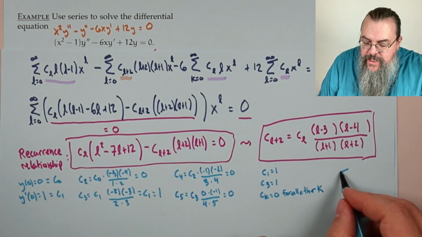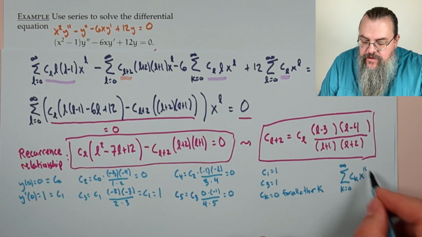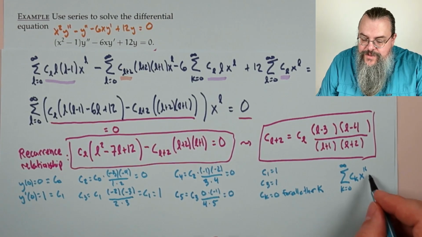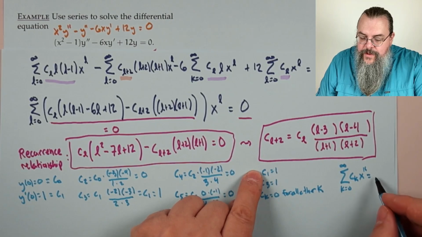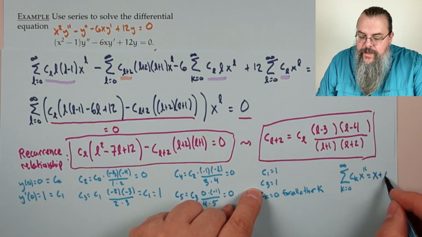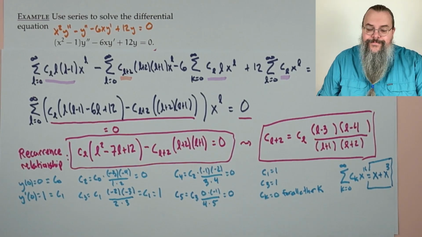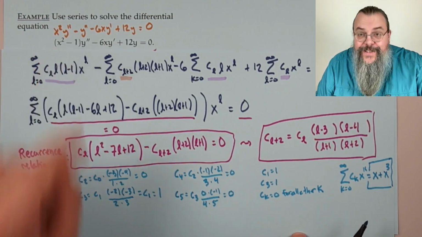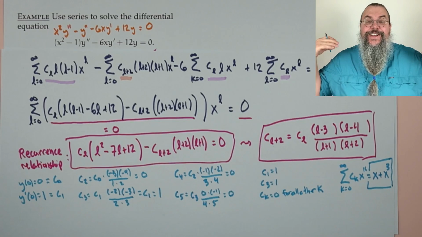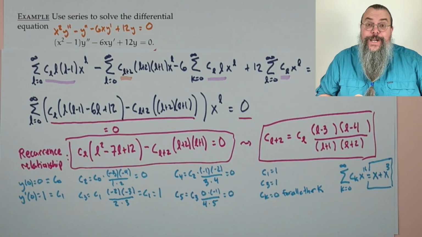So this big sum, k equals 0 to infinity of c_k x to the k, well, we only have 2 terms. It becomes, well, c_1 is 1 times x to the 1, c_3 is 1 times x to the 3. So x plus x cubed. So x plus x cubed is a solution. See, we found it because we found the whole series, and it just turned out that most of the terms vanished.